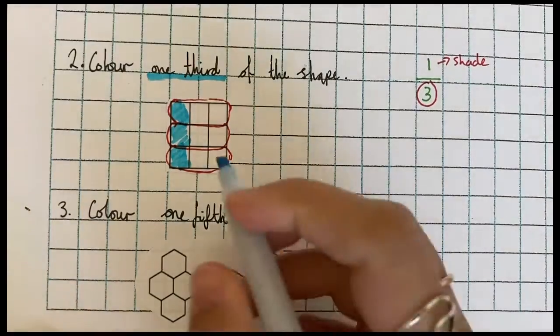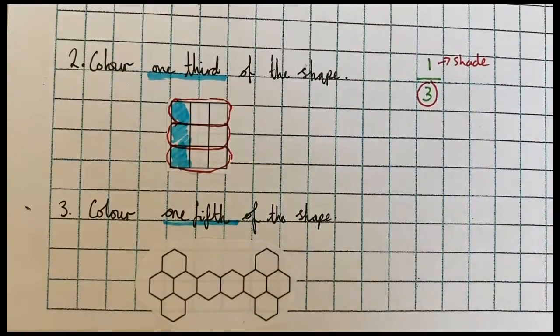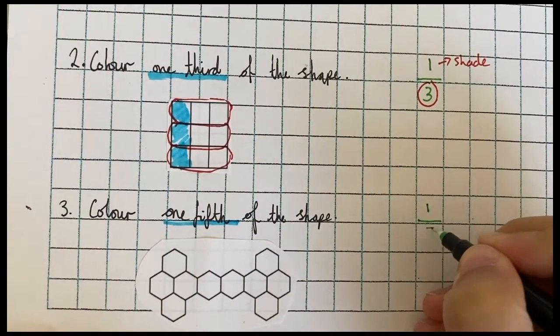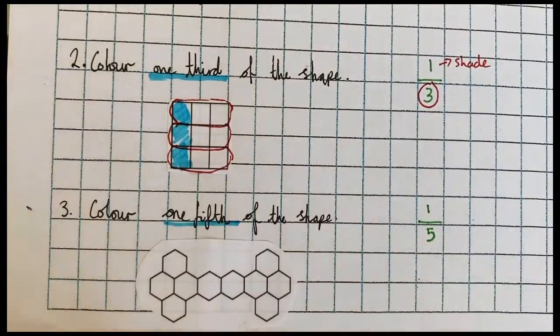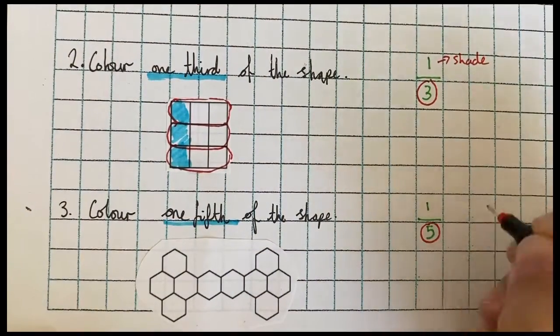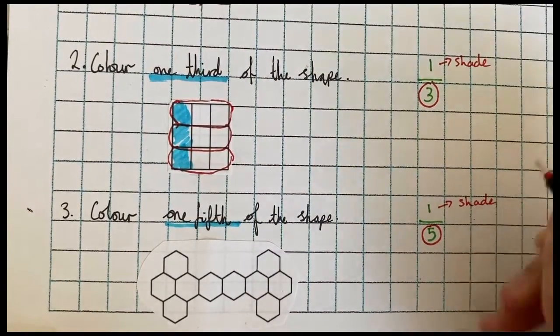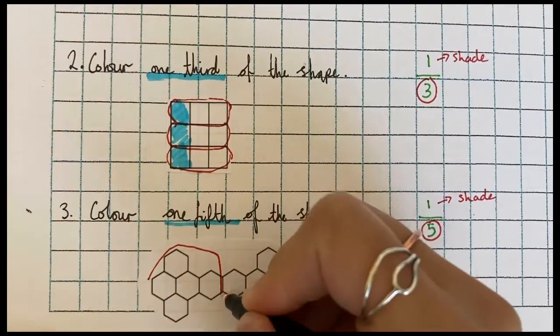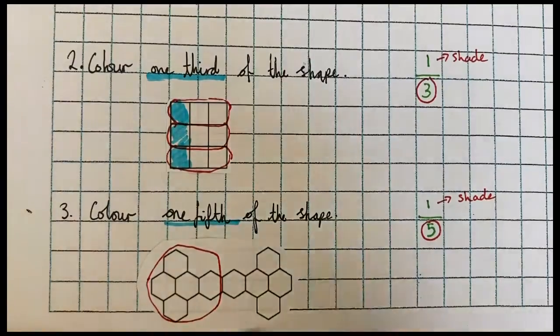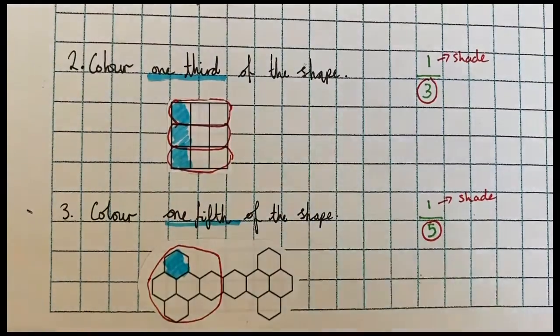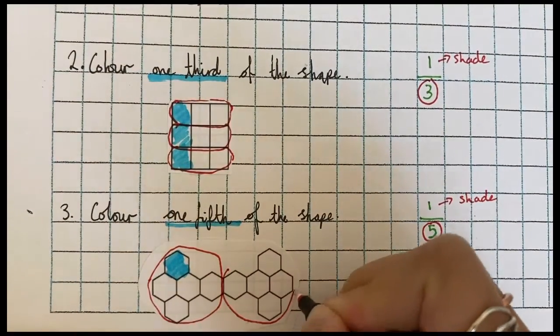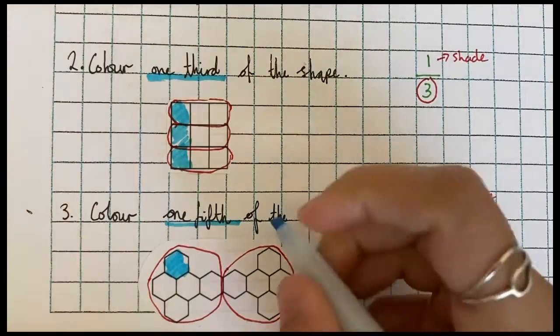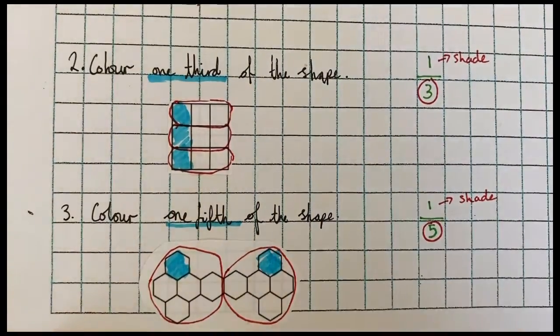Colour 1/5 of the shape. We write this as 1/5, so it's 1 out of 5 equal parts. So I'm going to put a ring around 5 and shade in 1 out of every 5. So out of every 5, we shade in 1. So in total, we will have 2.